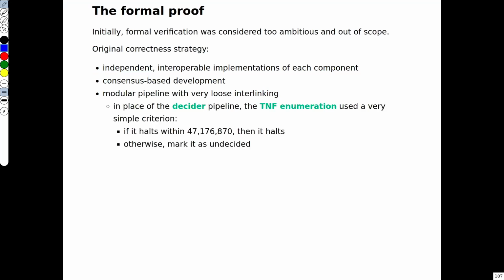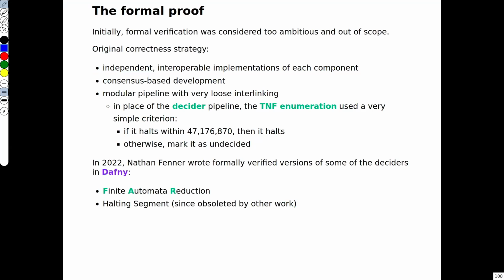This meant that the enumeration couldn't just ask the decider pipeline because we didn't want tight coupling between these components. So it used a very simple criterion: run it for the conjectured number of steps. If it halts, then it halts. If it doesn't, mark it down as undecided. And this is a quite computationally intensive approach, because the trade-off is less thinking for us, more thinking for the computers. Because of that, it took 30 hours to compute this at first, spread out over 10 separate computers.